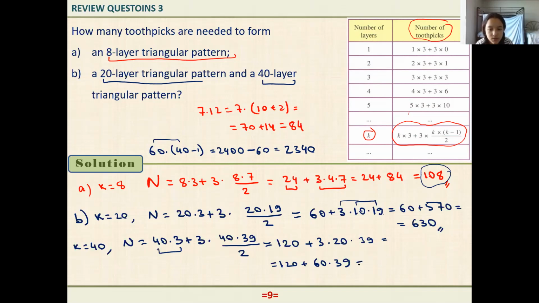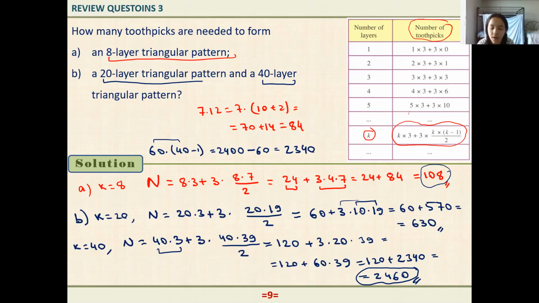And plus 120, 120 plus 2,340, which is equal to 2,460. So altogether, we need 2,460 toothpicks to make a 40-layer triangular pattern.